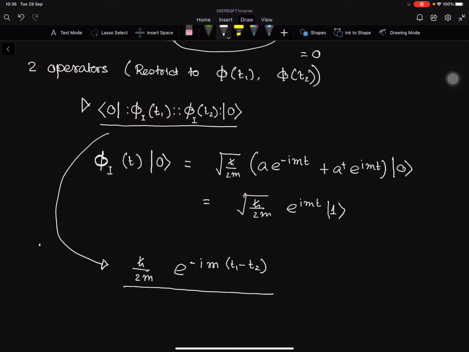Okay, so this is the answer of this quantity, and usually this quantity is written as, there is a notation, so if this quantity is written in this way, there is a name for this quantity, it is called Wightman propagator.